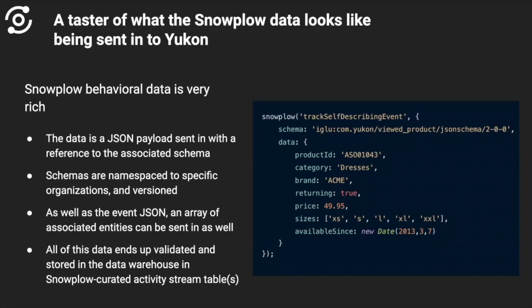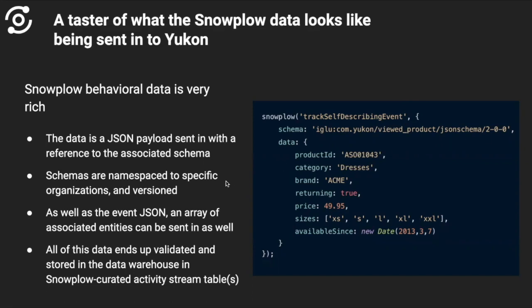The data is a JSON payload, and it is sent in, as you can see here, with a reference to the associated schema. That schema is namespaced, so you can see that it belongs to com.yukon, and it's also versioned. And that's really, really important because that versioning allows the Yukon team to evolve their definitions of these structures of these events and these entities over time. And the way that Snowplow works is you can be sending in different versions of those events and entities simultaneously at the same time. So Snowplow can progressively, gracefully evolve different data structures that you're sending in as your understanding of the business problems you're trying to solve evolves.